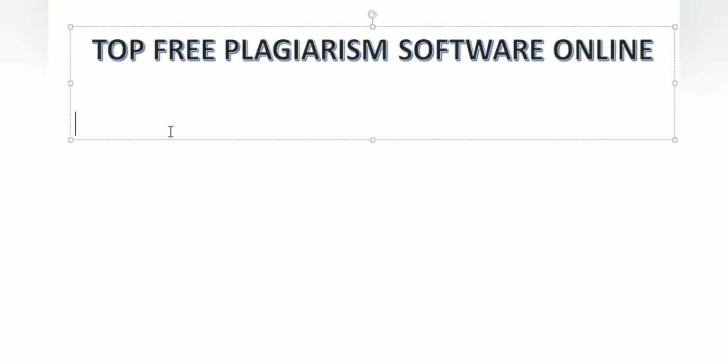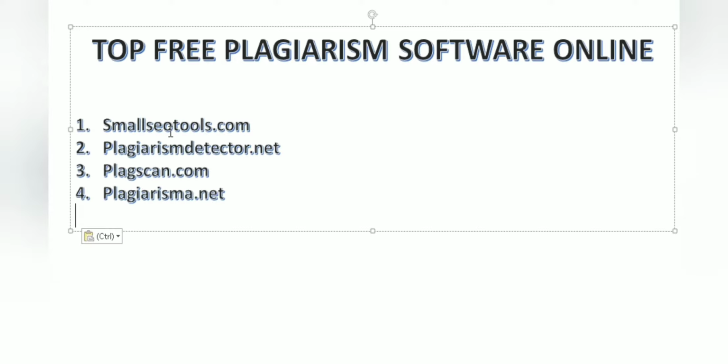With this, I will be sharing some free online plagiarism software. These are certain top free plagiarism software online: Small SEO Tools, Plagiarism Detector, PlagScan, and Plagiarism, of which Small SEO Tools has the majority of users. So, this is all about plagiarism that we have discussed.